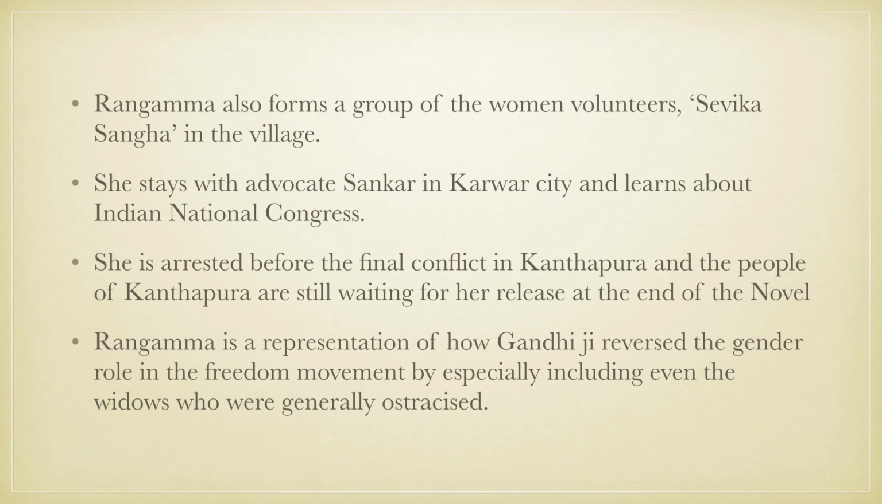When Murthy is arrested, Rangamma stays with Advocate Sankar in Karwar city and learns about the Indian National Congress. Just before the final conflict of Kanthapura, the night before, Rangamma also is arrested, and when the novel ends, we see that the people of Kanthapura are still waiting for her release. Rangamma is a representation of how Gandhiji used the power of the females in the Indian struggle for independence. He reversed the gender roles and, in fact, even included the widow women who were hitherto ostracized by the society, and thus he used the untapped potential of the females to the best advantage for the Indian struggle for independence.